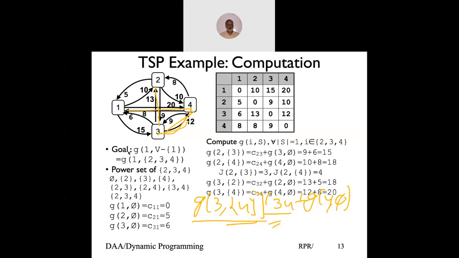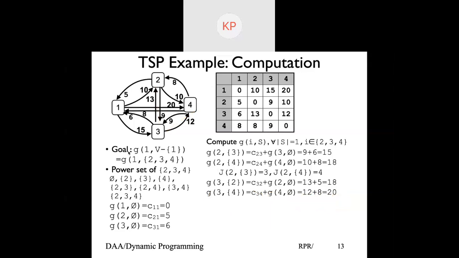Is that clear? Yes, sir. Look again. G(3, {4}) means go from 3 to 4, which is 12, and then 4 to 1, which is 8, and this is the case. Now can you compute? So look from 1, either I can go to 2. We looked at from 1 going to 2, later going to 3, and now to look at 1 to 4. So we need to compute.